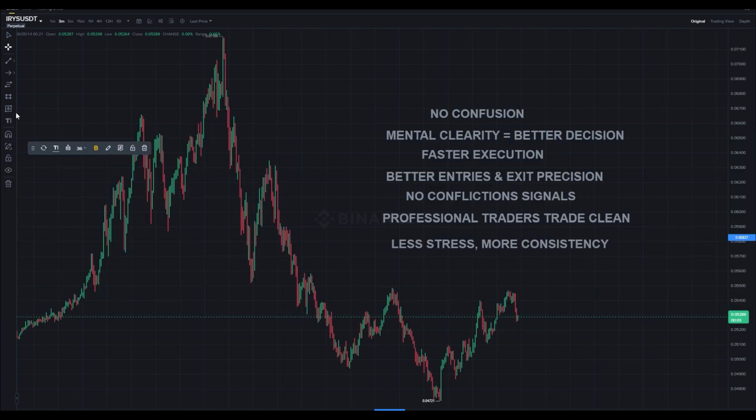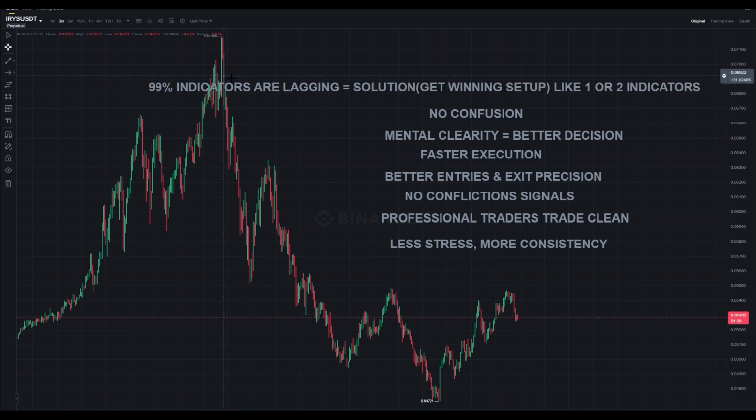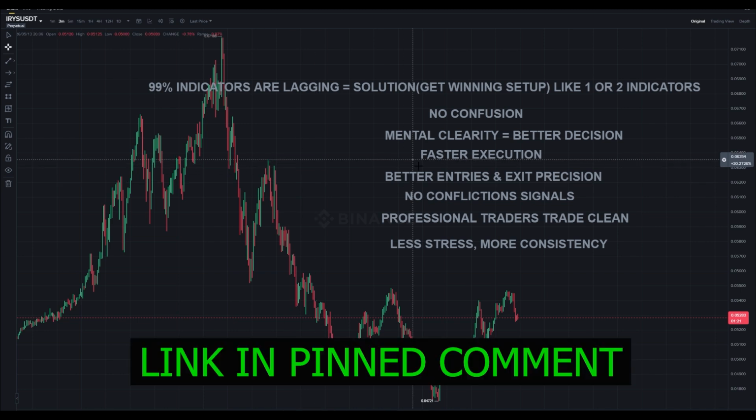And the last one, this is the last one, guys. The majority, like 98% or maybe 99%, of indicators are lagging. You want something that works. Let me show you what will work for you. I'm going to show you the working indicator.